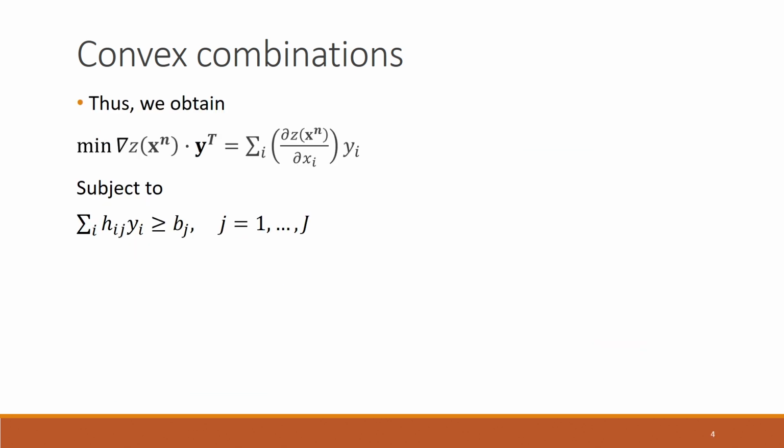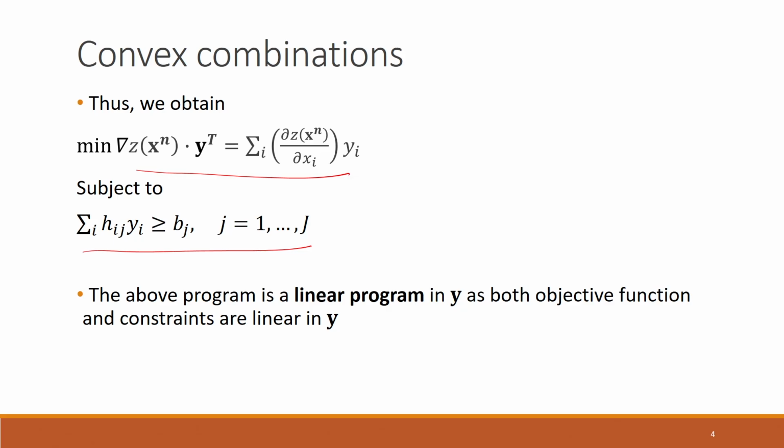So therefore we obtain this, because we have now thrown away one of the components. So now this has been simplified into this form subject to the constraints that we have here. So the above program is a linear program in y as both objective function and constraints are linear in y.